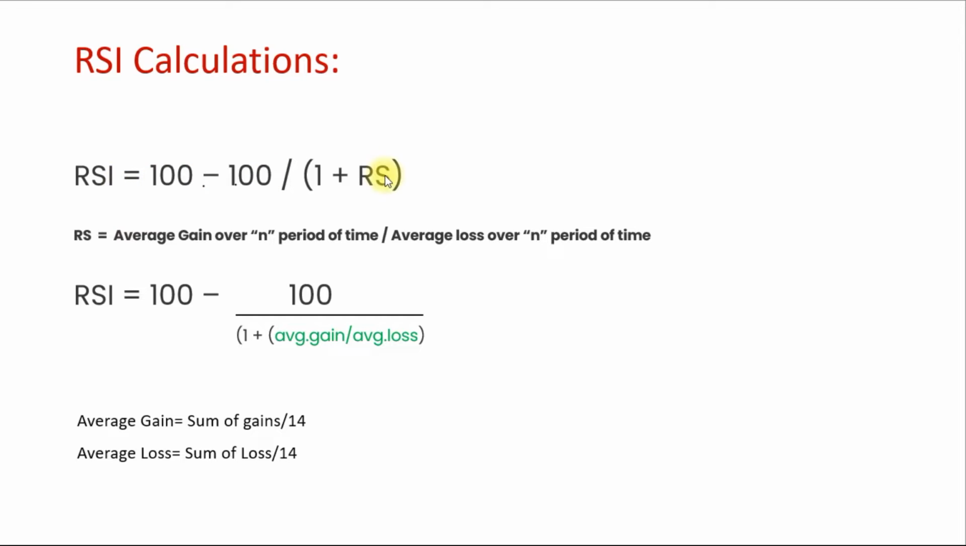So we can rewrite this formula as RSI equals 100 minus 100 divided by 1 plus average gain by average loss. We have to find out average gain and average loss. So average gain equals sum of gains divided by 14, as RSI is based on 14. And average loss equals sum of losses divided by 14. So in the indicator, if we change the length 14 to 5, then we use 5 here.